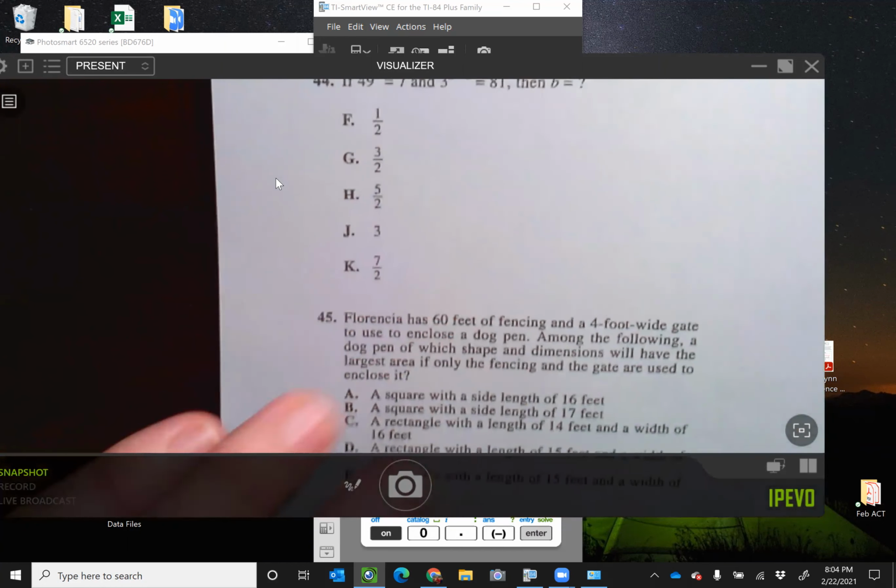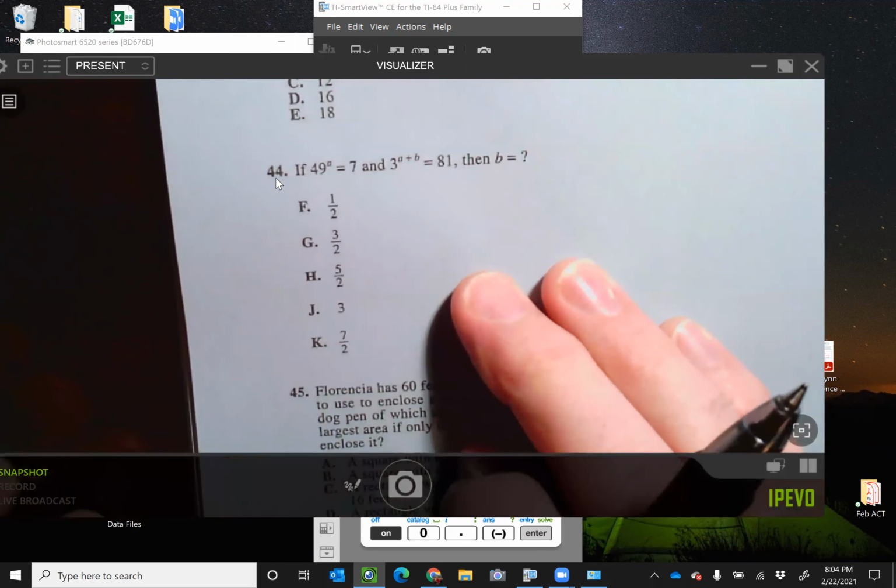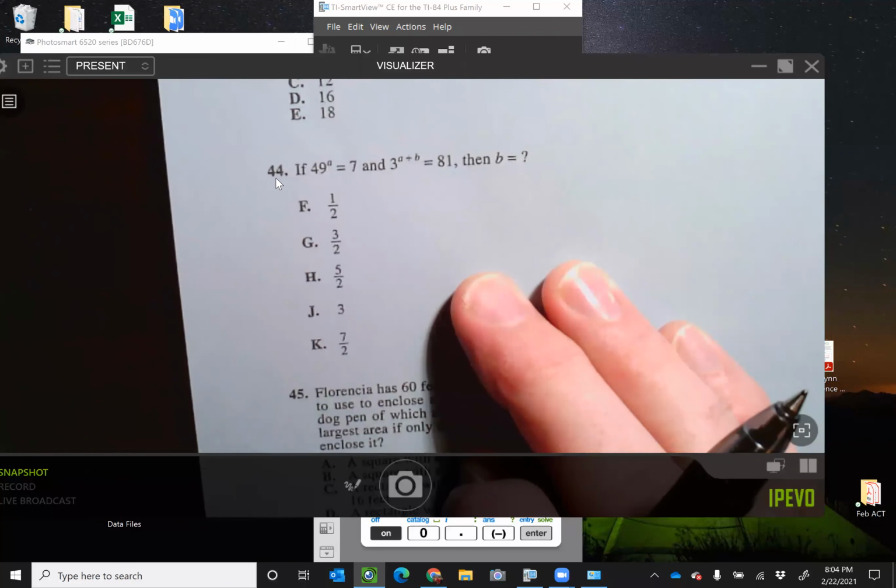44 here is the one I want you to look at. And then everyone go ahead and just take 30 seconds and see what you can come up with.